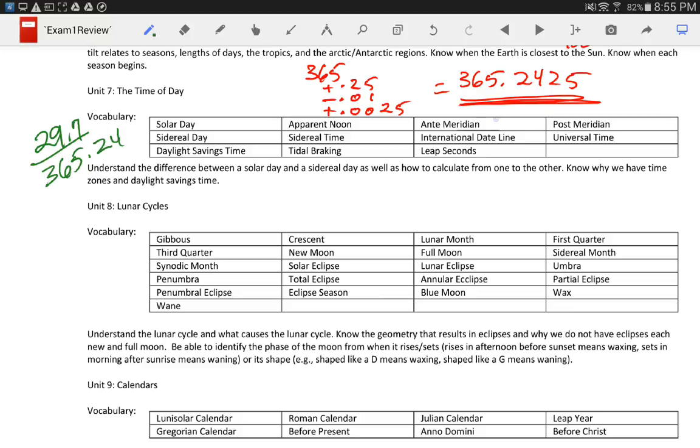Okay, what is anti-meridian? What does anti mean? Before. Anti-meridian is before the meridian, before the sun has crossed your meridian. Post-meridian, after the meridian. And what comes between anti-meridian and post-meridian? Noon. And of course, if you go in the other way, you go from post-meridian to anti-meridian, then you would have midnight.